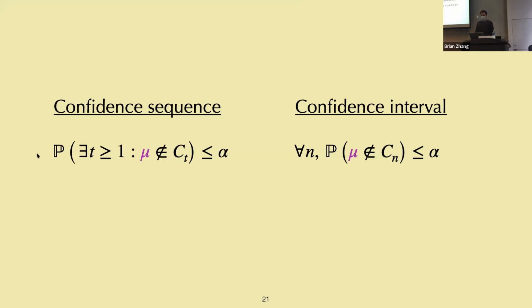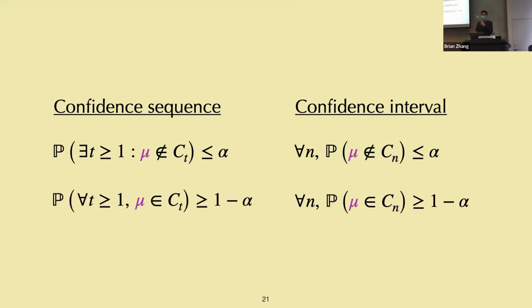The confidence sequence, on the other hand, has this guarantee uniformly throughout time. Or if we were to look at the opposite, the 1 minus situation, we can say that the confidence sequence uniformly captures mu throughout time, while the confidence interval just captures mu at some fixed time. So basically, if I took this "for all" expression and put it inside the probability statement, then I've got this confidence sequence.